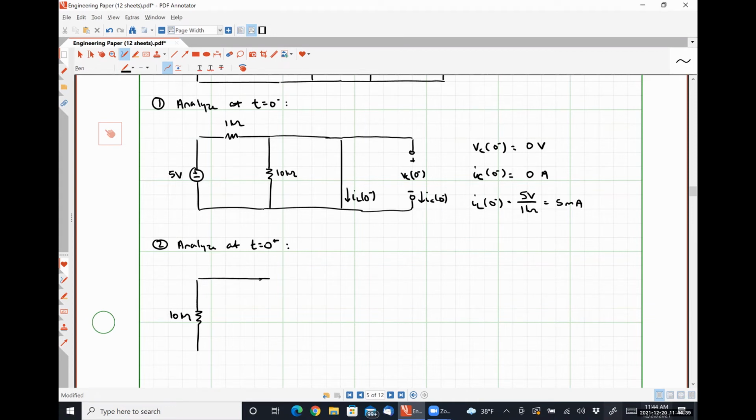And then we have our inductor, which I'm going to represent by a current source having a value of 5 milliamps direction down, because the current flowing through an inductor cannot change abruptly. So whatever value it had at t equals 0 minus, it has to continue to have at t equals 0 plus. Our capacitor is going to look like a 0 volt source, which is nothing more than a short circuit.